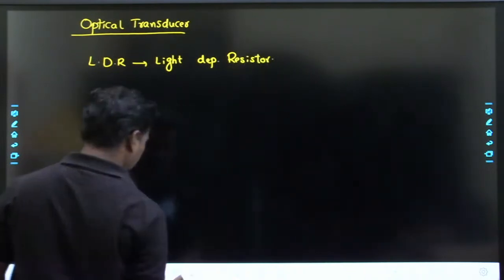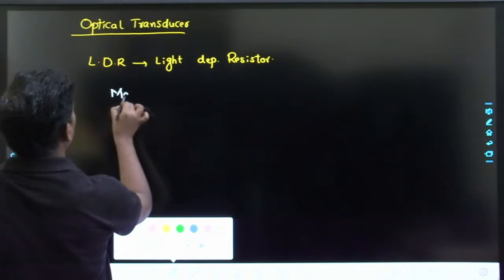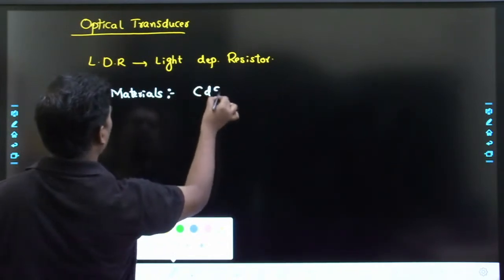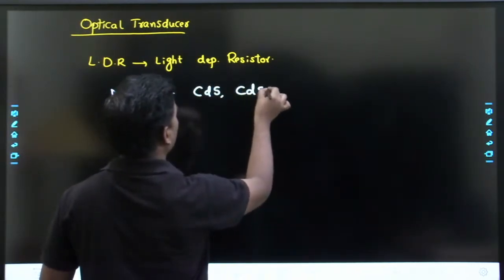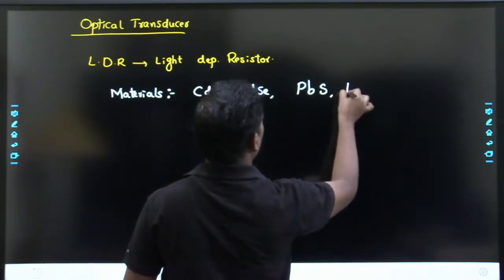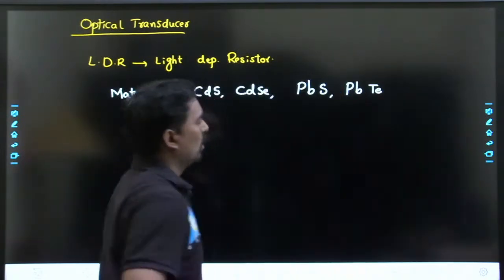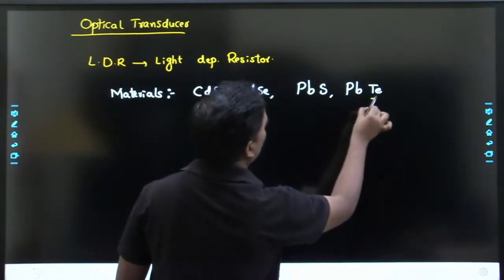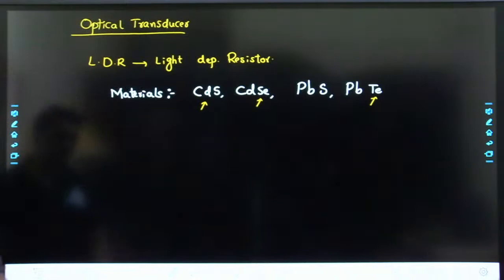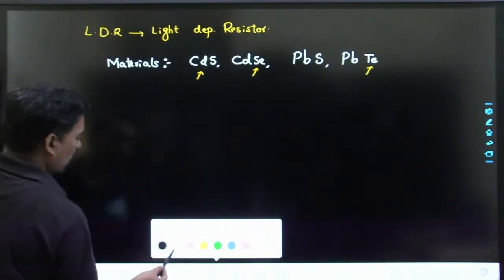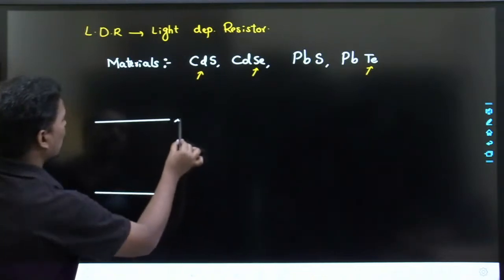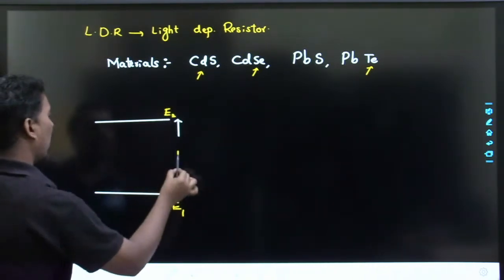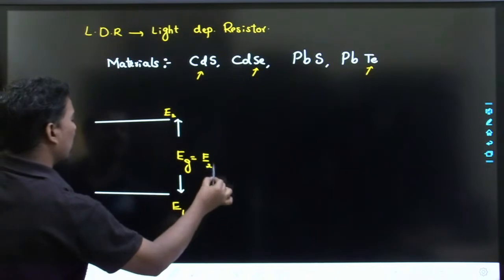There are certain materials like cadmium sulfide, cadmium selenide, lead sulfide, lead telluride. If you observe, these are combinations of semiconductors. The basic functionality of semiconductor material everybody knows. In semiconductors we have one concept called energy gap. This is our E1, this is our E2, and the energy gap is nothing but E2 minus E1.